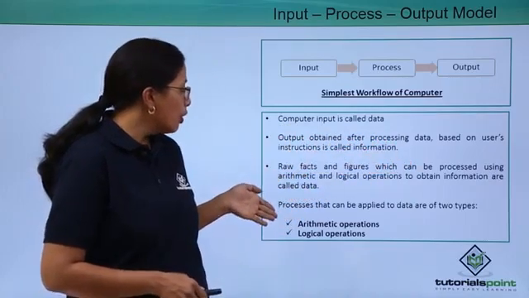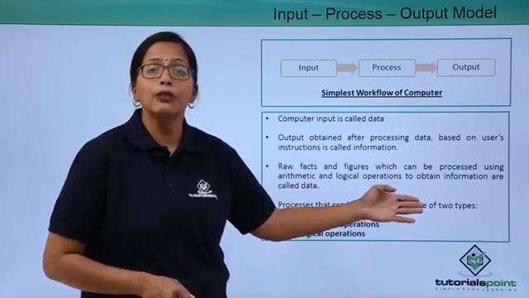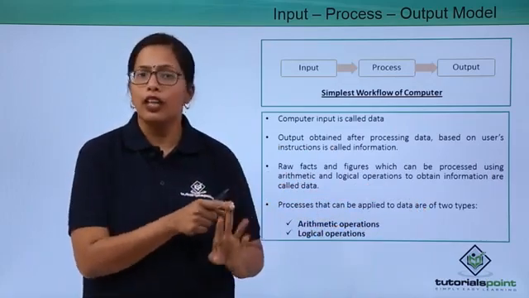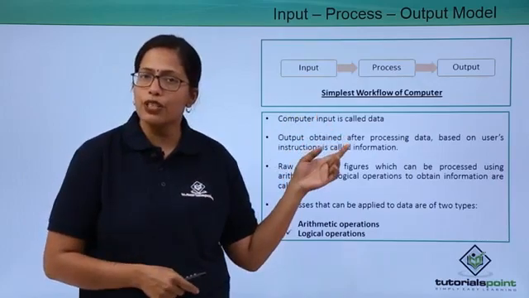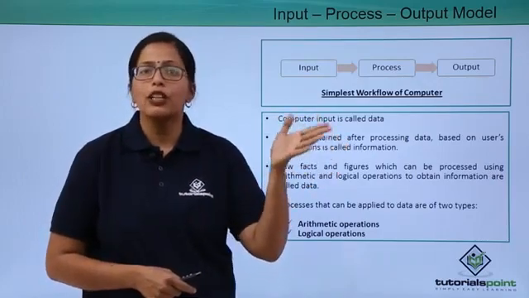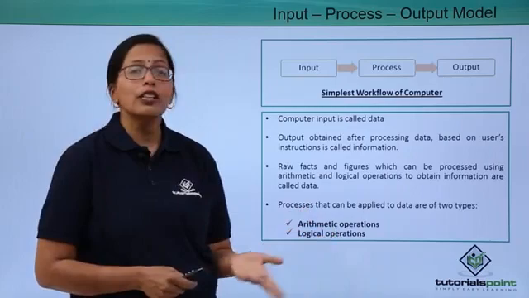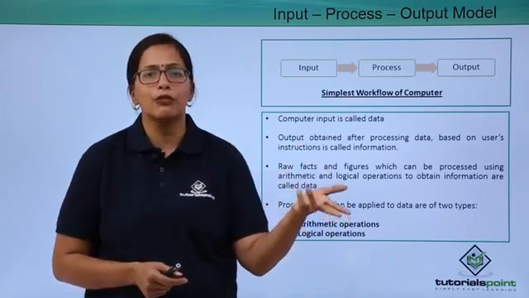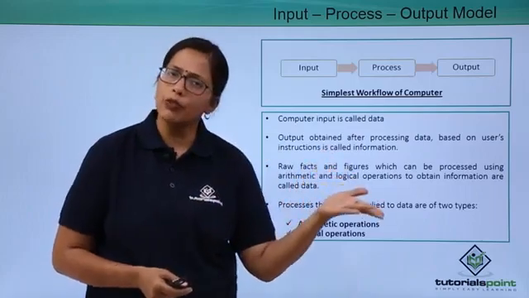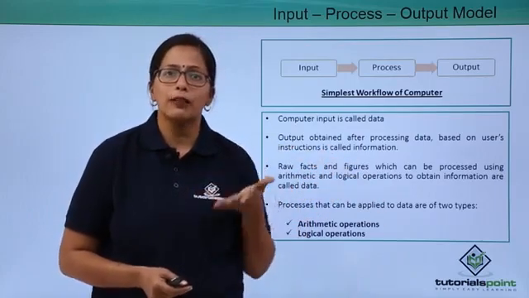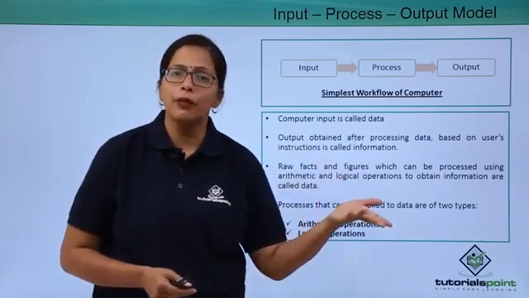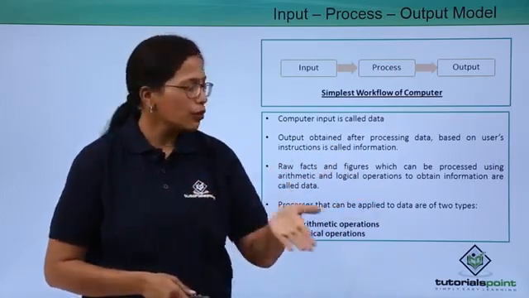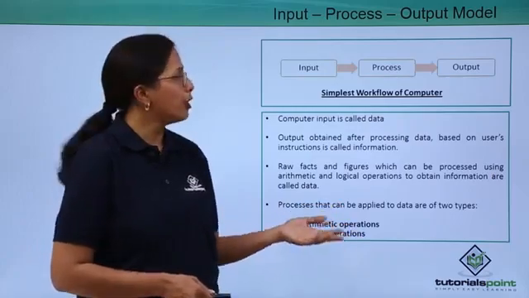So this brings us to the processes that can be applied to the data, which are of two types: arithmetic and logical. Arithmetic, an example I have given you just now: addition, subtraction, multiplication. What are logical operations? If I want to compare something, I give two numbers and I ask the computer to say which is greater. So I give the same two numbers, 2 and 3, but my instruction is compare the two numbers and tell me which is greater. So it will tell me the answer as 3. So that will be a logical operation.